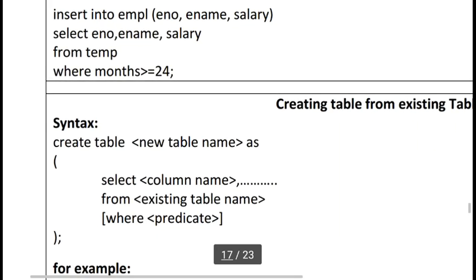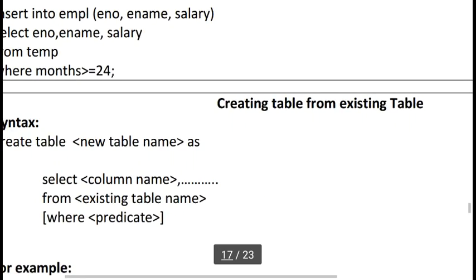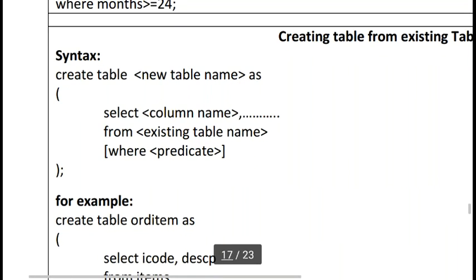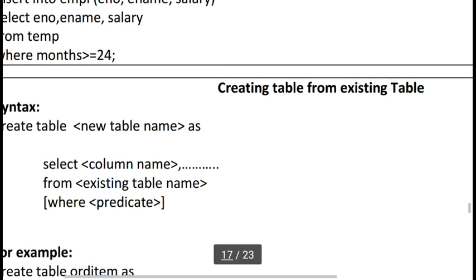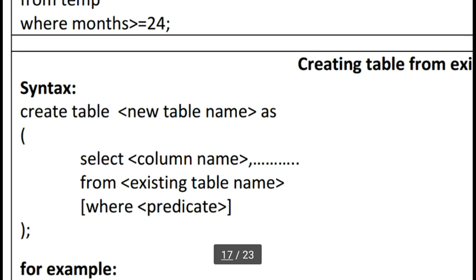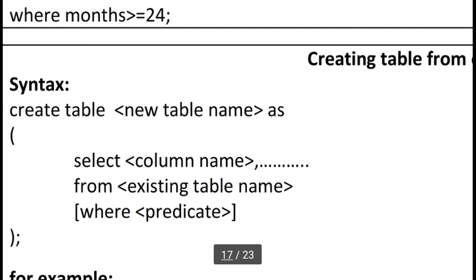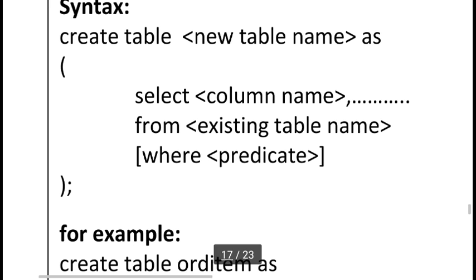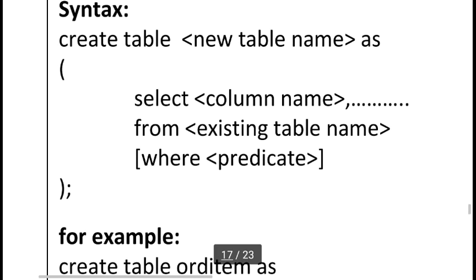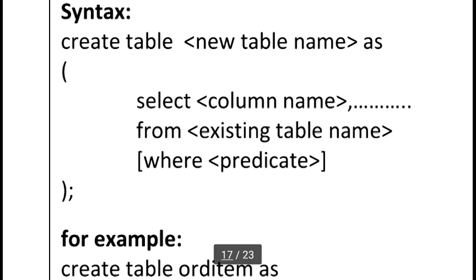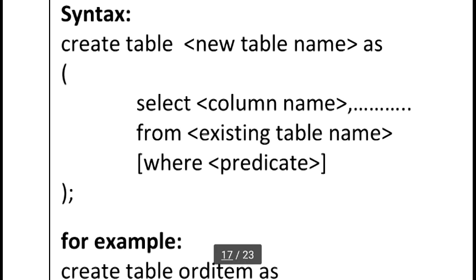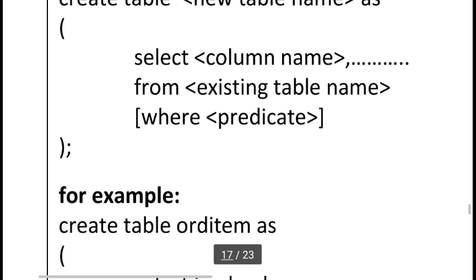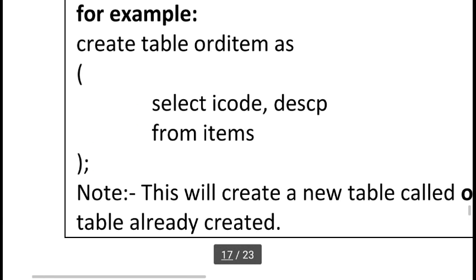We can also create a table from an existing table. This is a new thing. We can perform creating a table from an existing table, which means we can just copy the structure of a table. The syntax is create table, new table name, as, and then a select command. We can also create a table on a condition basis or selected records basis. You can see this is an example.